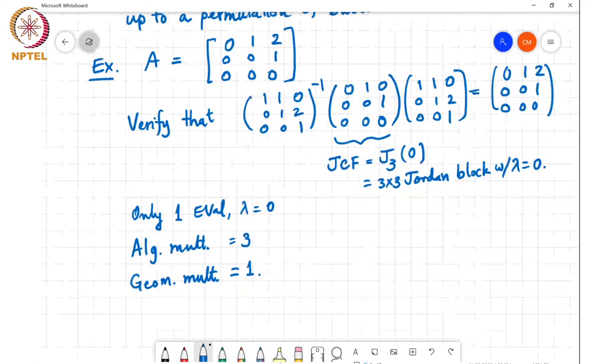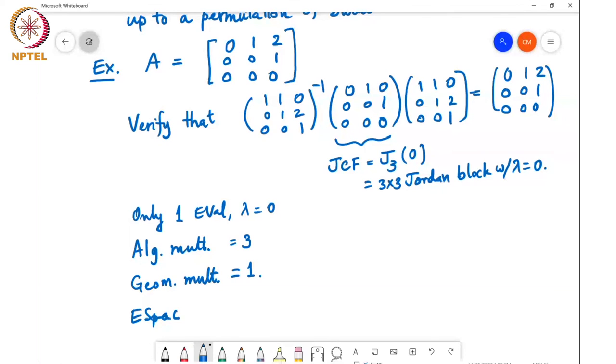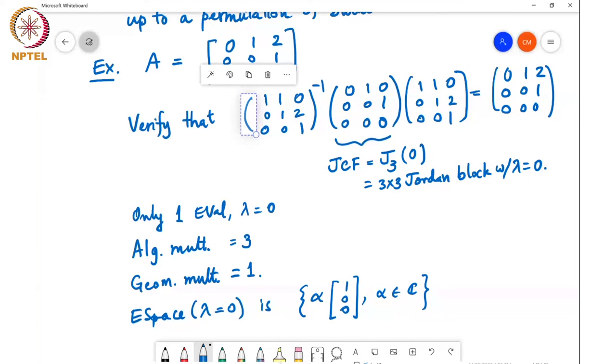So basically, if I asked what is the eigenspace of lambda equal to 0, it is the set of vectors alpha times (1, 0, 0). So I take any vector like this, I multiply it with this matrix, I will get 0 times this vector (1, 0, 0). So it has only one linearly independent eigenvector corresponding to lambda equals 0. So it's a defective matrix.